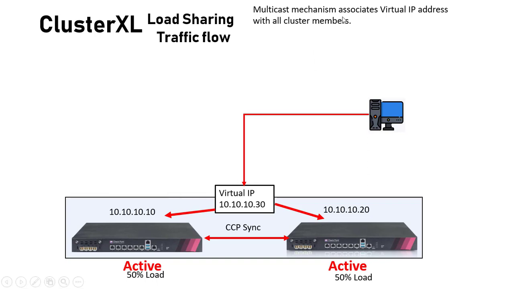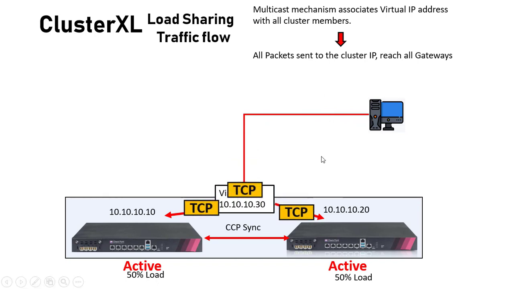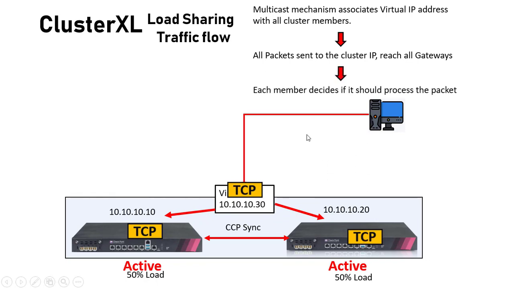The multicast mechanism associates the virtual IP address with all cluster members. That's what I told you, right? All packets sent to the cluster IP reach all gateways. Look at that. We have a TCP connection flowing. It gets to our virtual IP. It's not going to one device, it's being split, right? So for 2 devices, the same connection. Then each member decides if it should process the packet. They agree with each other using the TCP sync interface.